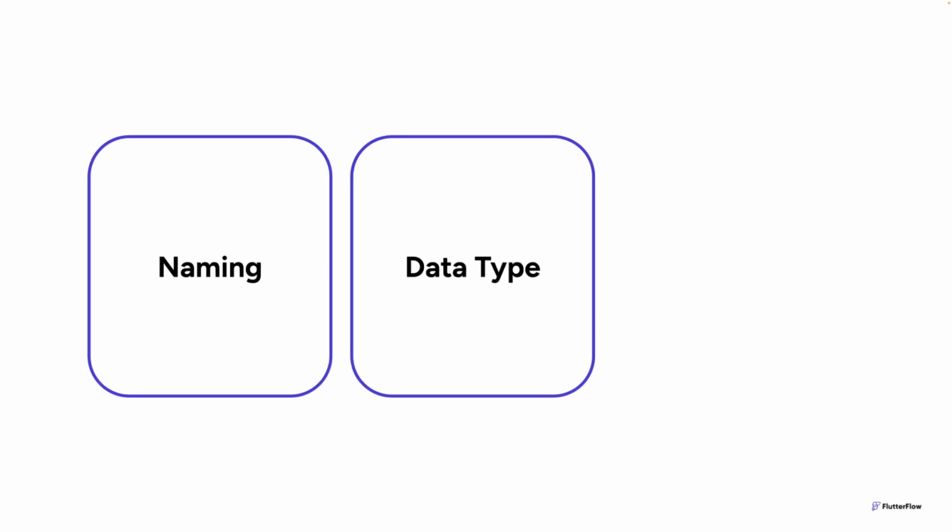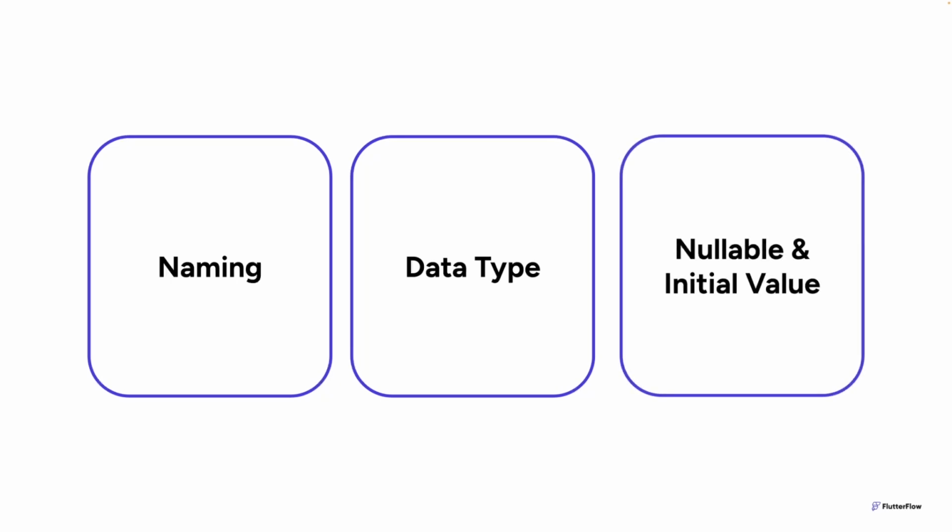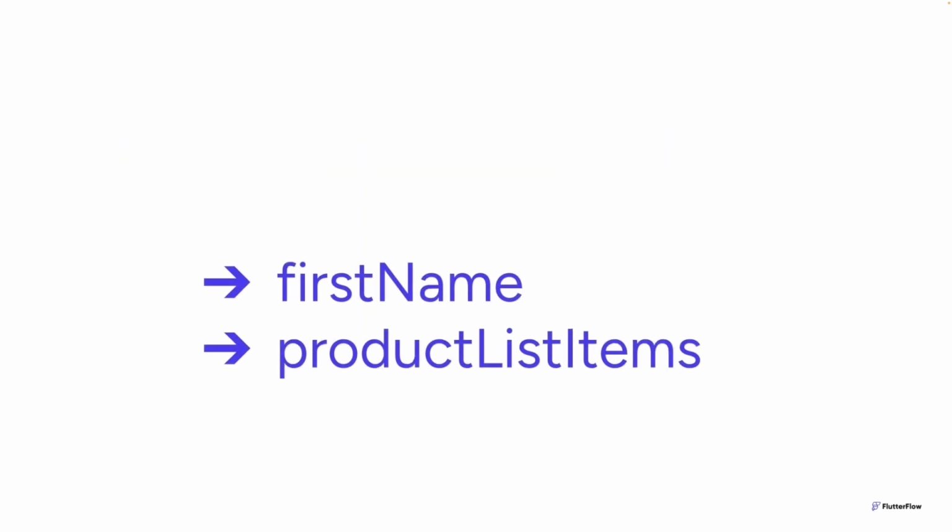When creating variables in FlutterFlow, there are a few important considerations regarding their names, data types, nullability, and initial values. Start by giving your variable a meaningful and descriptive name that reflects its purpose. This name can be used throughout your app to reference the variable, so it is important to keep it clear and consistent with your naming conventions. One convention that I recommend is lower camel case naming for variables.